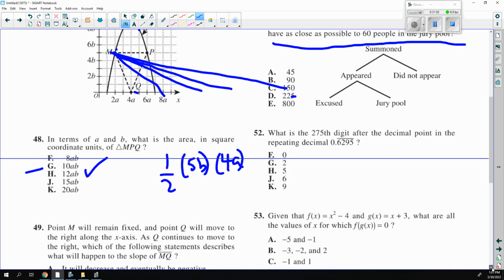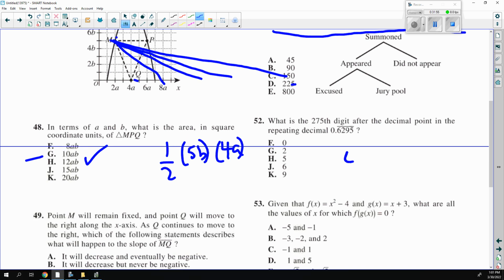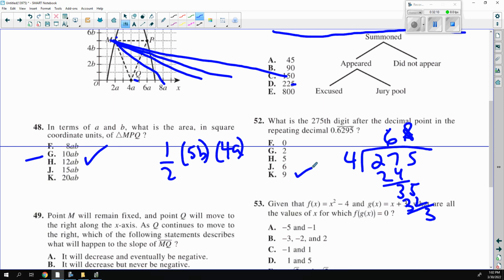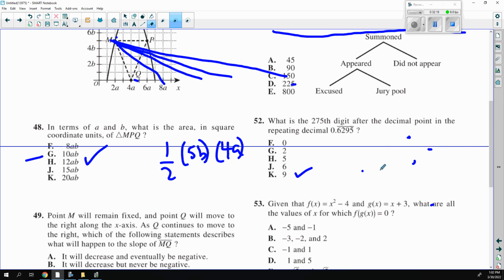Our favorite. Every 4 repeat, so divide this by 4, and it's the remainder. Who remembers that from class? It goes 68 times, so the remainder's 3, so it will be a 9 for our repeat. Okay? Remainder theorem in place.